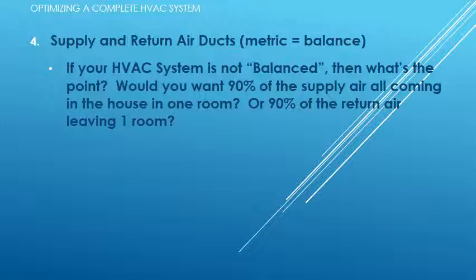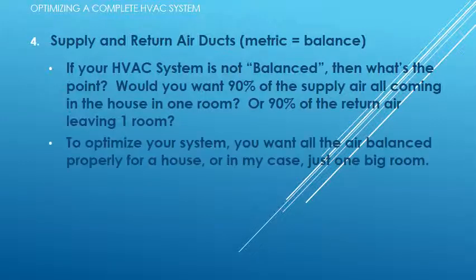The reason to be concerned with this is if you had all of your air coming out of one supply, say 90% of it coming out of one air duct, that's not good. It's not going to help the whole situation. Same thing if you're pulling all the air in from one location, that's not a good thing. In a house, you want all of the air ducts working properly so it keeps a balance throughout the whole house. And in my business, I want everything balanced also, same thing.